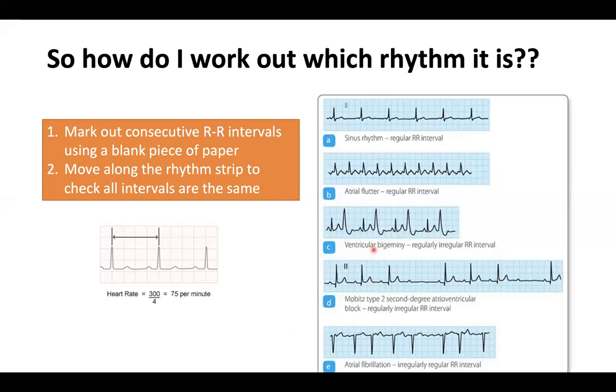And then here you have ventricular bigeminy. So here you actually have a pattern where it's regularly irregular. You can see there's a P wave, QRS complex, T wave, and then another complex, and this pattern is repeated. And then next we have bradycardia, so prolonged PR intervals.